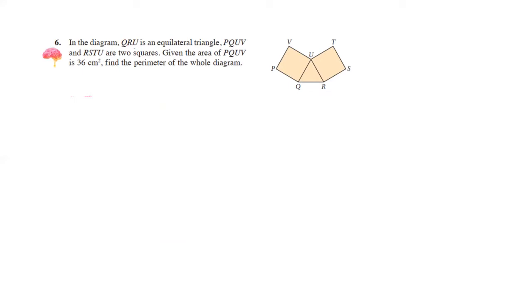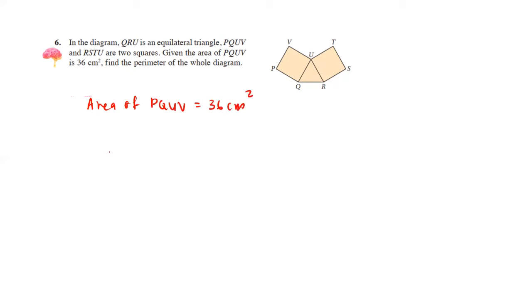In the diagram, QRU is an equilateral triangle. PQUV and RSTU are two squares. Given the area of PQUV is 36 cm square, find the perimeter of the whole diagram. Okay, so the area of PQUV is 36 cm square, right?